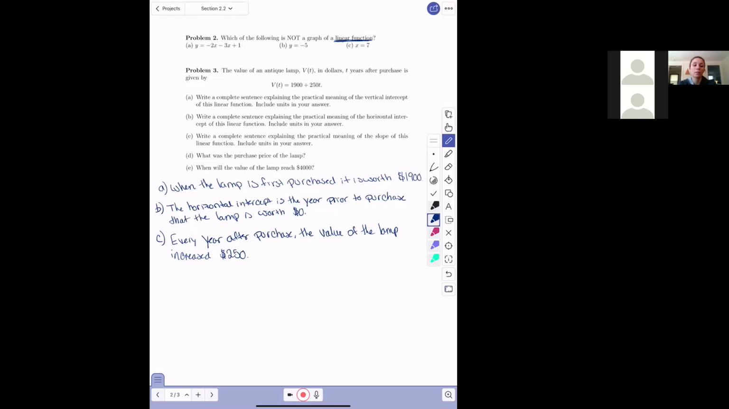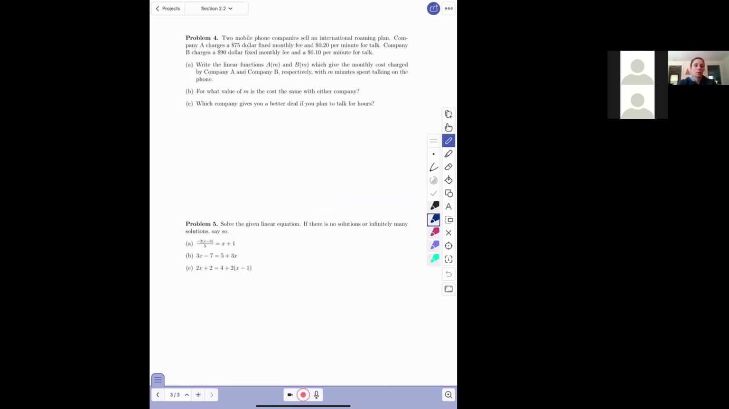All right, and then we're going to do all of the last page together. So problem 4, 2 mobile phone companies sell an international roaming plan. Company A charges $75 fixed monthly fee with 20 cents per minute for talk. Company B charges $90 fixed monthly fee and 10 cents per minute for talk. Part A, write the linear functions A of M and B of M, which give the monthly cost charged by company A and B respectively, with M minutes spent talking on the phone.